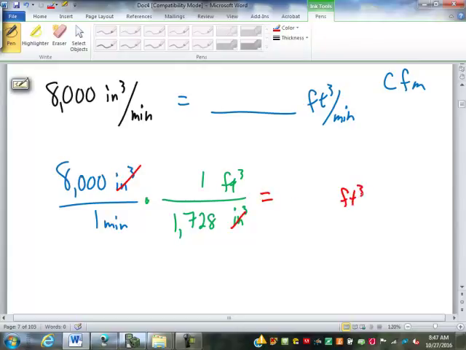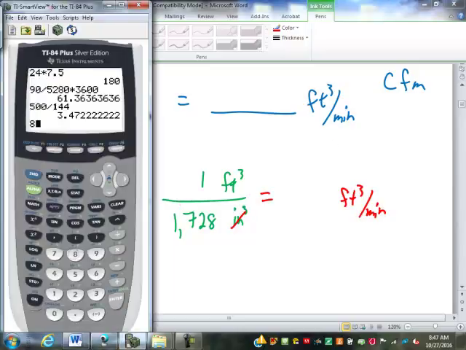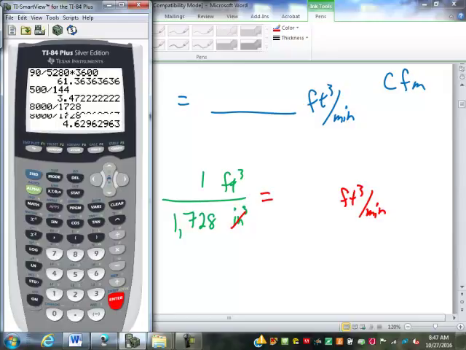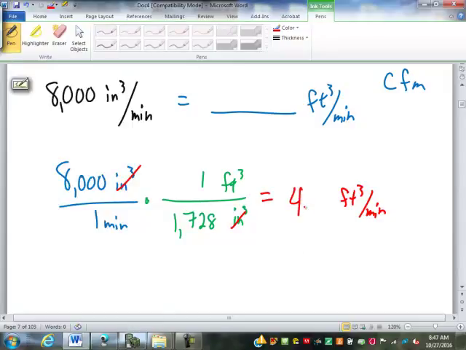We have cubic feet on top and minutes on bottom. This is going to be multiplied or divided? Divided, because it's on bottom. So it's 8,000 divided by 1728. 4.63.